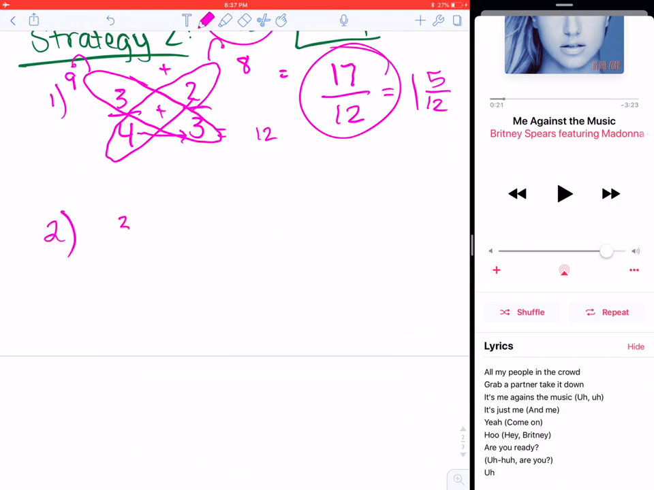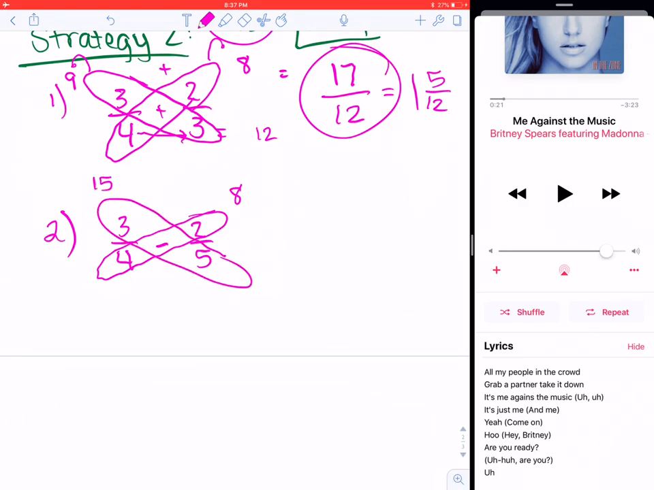Let's do 3/4 minus 2/5. Again, I need to create my wings. So 4 times 2 is 8. 3 times 5 is 15, but only this time instead of adding, I'm going to subtract. So 15 minus 8 is 7. And to find my denominator, I need to multiply straight across. 4 times 5 is 20. So I get 7 over 20.